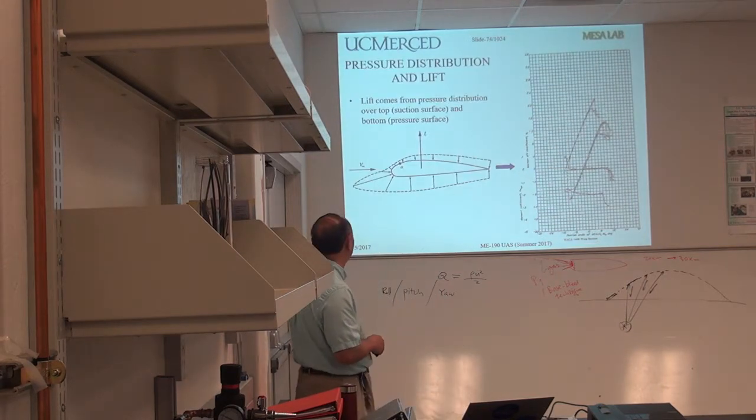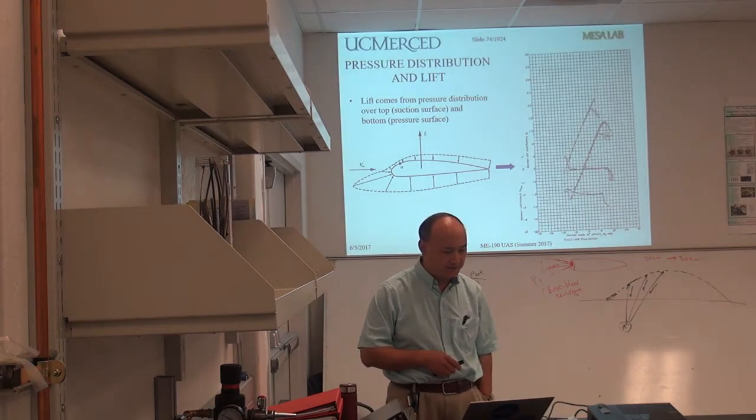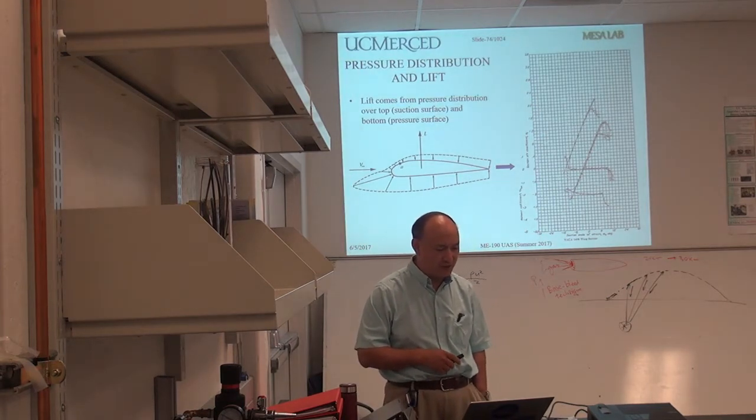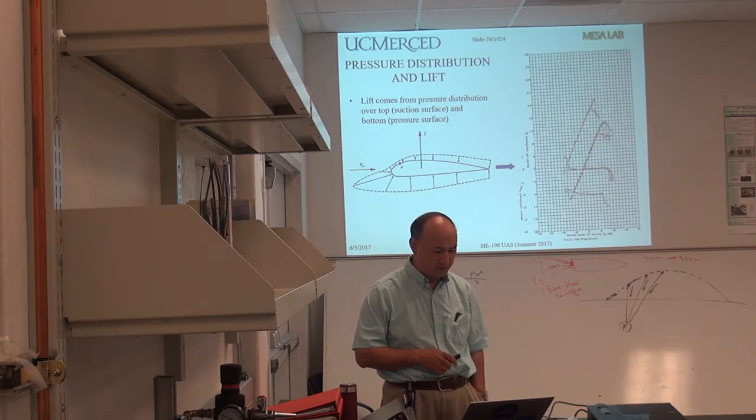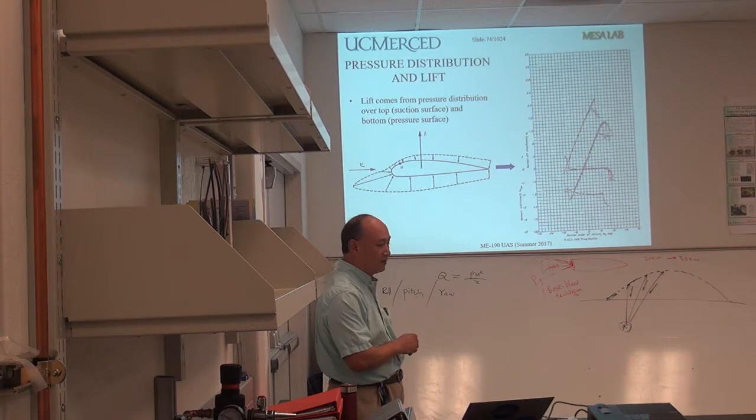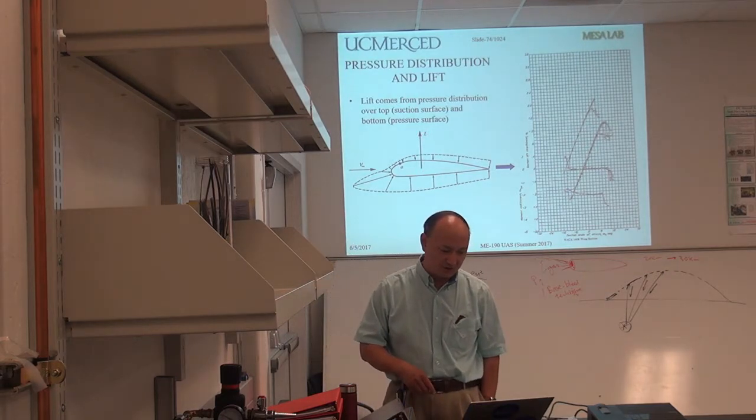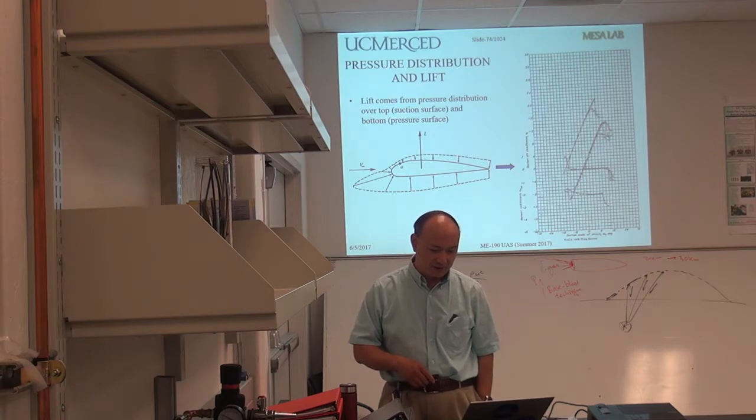And again, the pressure distribution versus lift. So we should understand lift is coming from the pressure distribution over the top and bottom. Okay, and bottom. So you can see there's a distribution of that. Then the total end result is the lift. End result is the lift. So we have seen that.